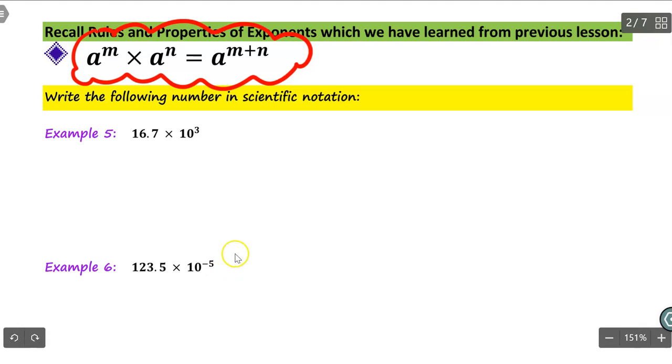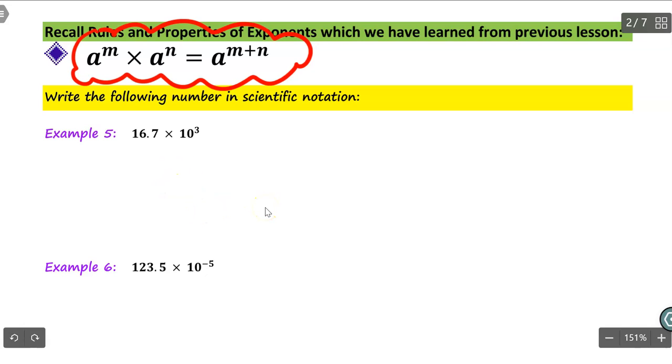It already has a 10 to the exponent, but this number is not in scientific notation because the decimal point is not placed beside the first non-zero digit. You see that? It's 16.7. So in scientific notation, this decimal point has to be right after the first non-zero digit, which is right after the 1. So I have to convert the 16.7 to scientific notation with a 10 to the exponent, and then I apply this rule to write the number in scientific notation.